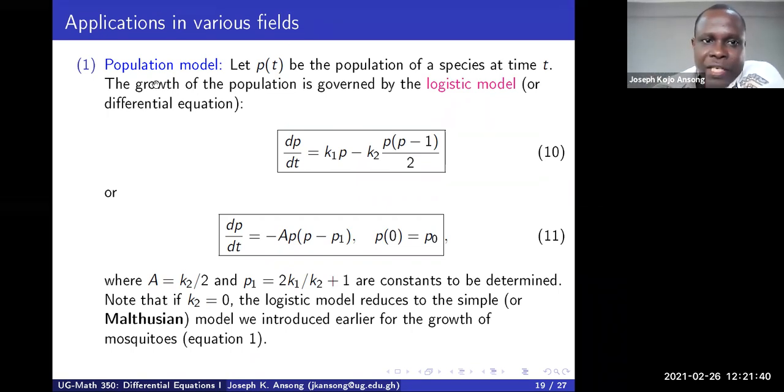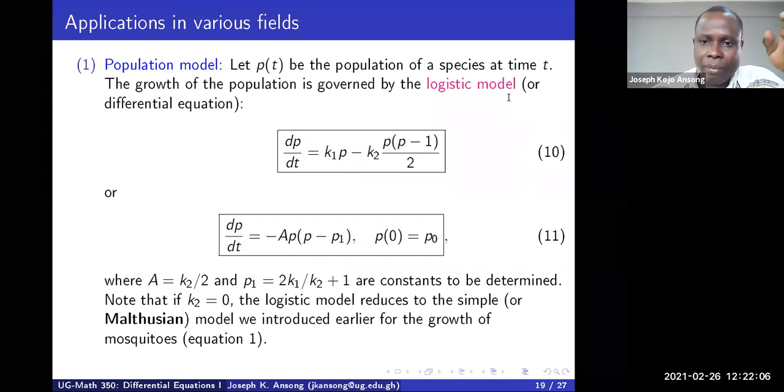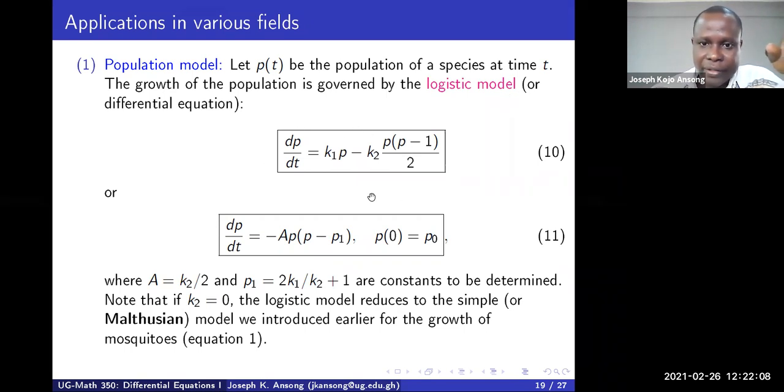Okay, so often in population models, or so-called logistic models, if P of t is the population of a species at a time t, then the growth of the population, like think of the mosquitoes that I used earlier on, or some other population, human population, is governed by the logistic model or differential equation given by this. K1 and K2 are constants, okay?